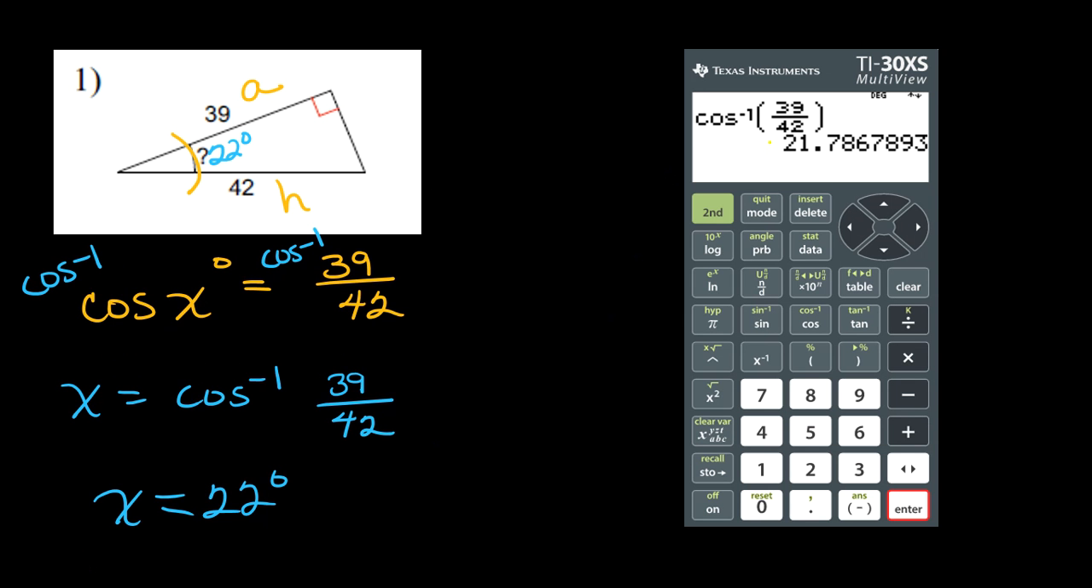And then we want to undo cosine, so we're going to take the inverse of cosine to get x by itself. So we also have to take the inverse of cosine on the right side. So we're left with x equals the inverse of cosine times 39 over 42. When you use your calculator, make sure you do second cosine and then use the n over d feature to do 39 over 42. The calculator should look something like this, and it says to round to the nearest degree. So 22 degrees is the angle measurement that we were looking for.